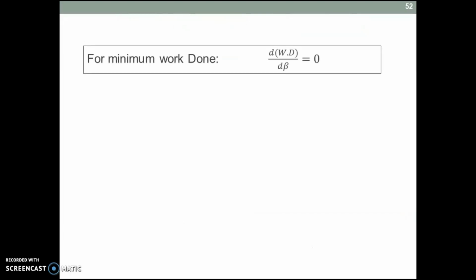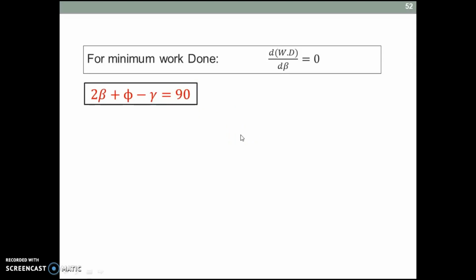To find the optimum shear angle, we need to differentiate the work done with respect to the shear angle, so d(work done) divided by d beta should be equal to 0. If we solve this equation, we will get the optimum shear angle relation, for which the energy or power requirement will be minimum for a machining process. After solving this, we get 2 beta plus phi minus gamma equal to 90 degrees.